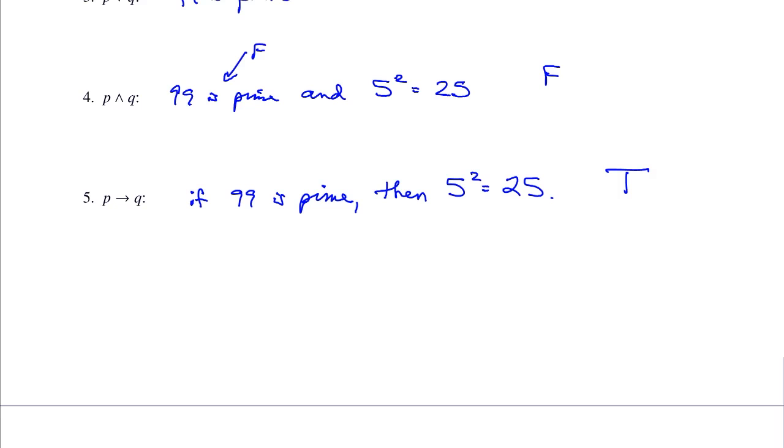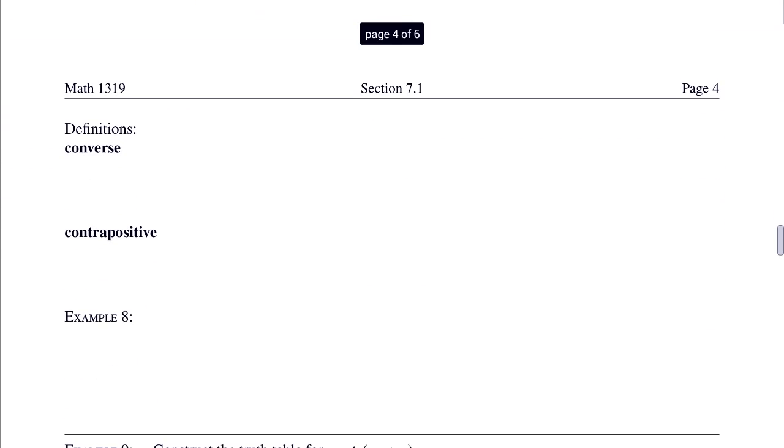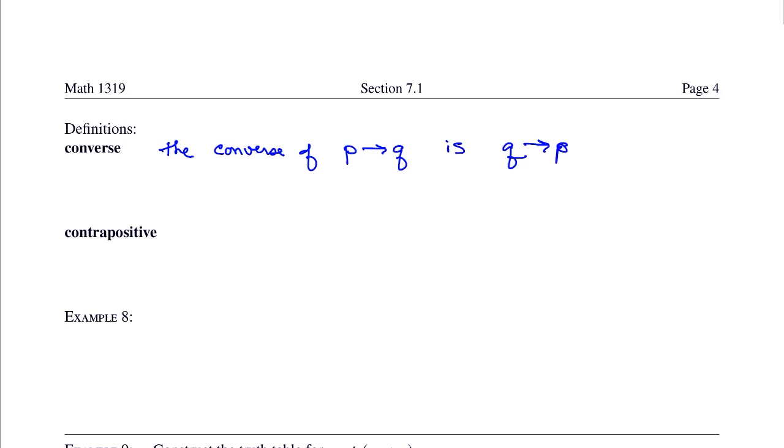Okay. All right. Let's go on to converse and contrapositive. So converse and contrapositive affects these conditionals. So I'll write it out like this. The converse of if P then Q is if Q then P. So in the converse, you literally just switch around the if and then statements. You literally just switch those around.